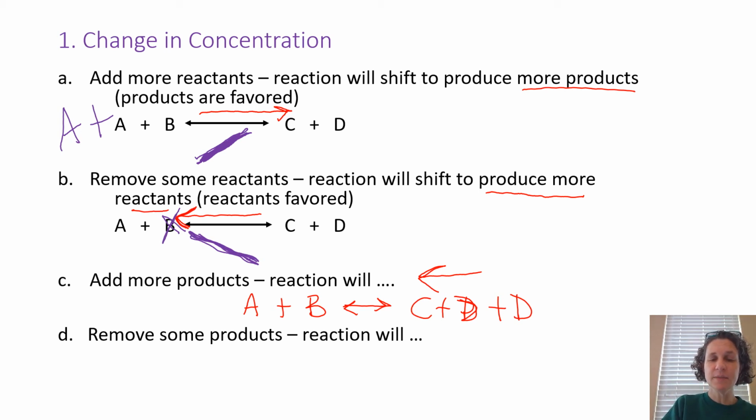And then same thing if I remove some of the products. Now all of a sudden I have fewer products, it's lighter on the product side. So the products will be favored and it will shift to produce more products.